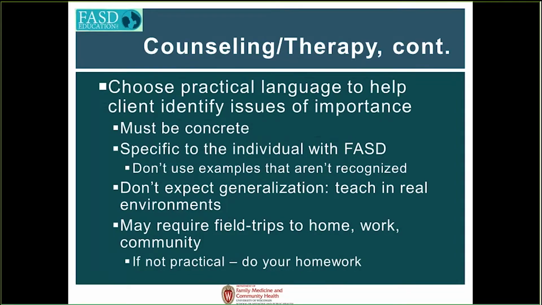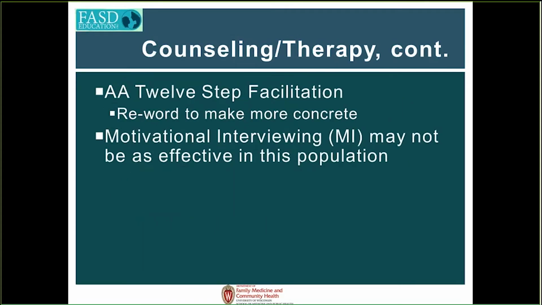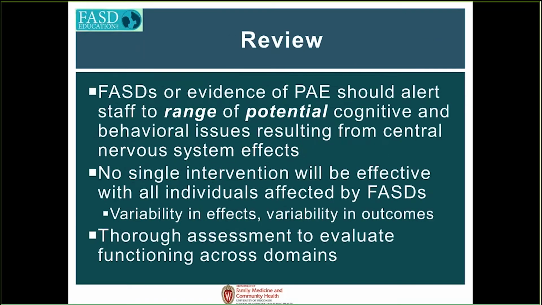Always choose practical language that's specific to the individual you're serving. We want to be able to put this information into practice and not expect generalization. We want to teach in the real world, and that might mean getting out into the community, taking field trips, looking at those 12 steps and rewording them to be more concrete. You can actually Google that now. AA has 12 steps for all reading levels, and the lower the reading level, the more concrete they are. Again, if motivational interviewing is your go-to, it's going to have to be adapted for adults with cognitive limitations.